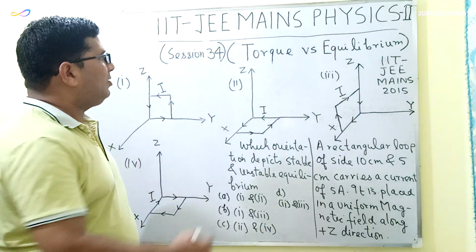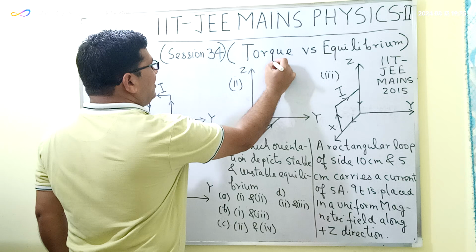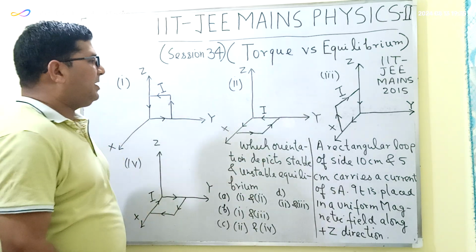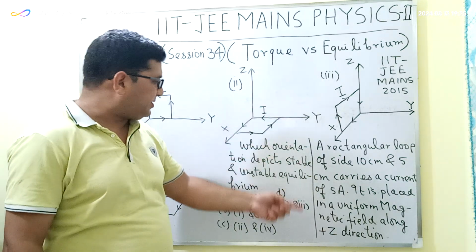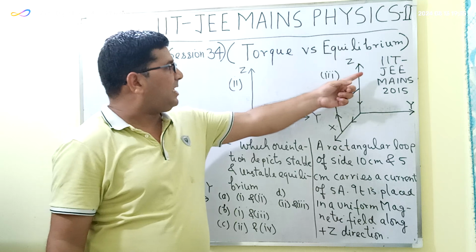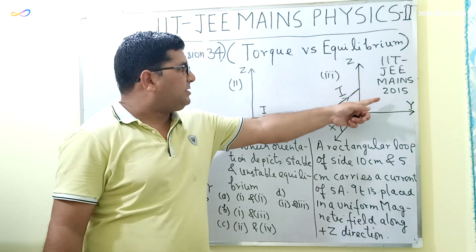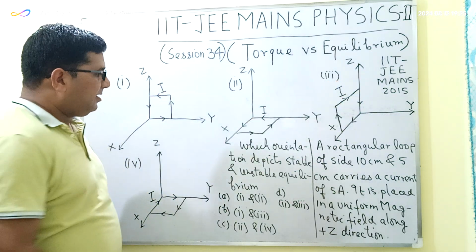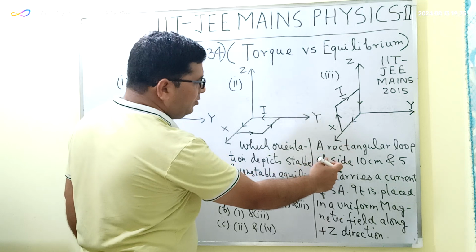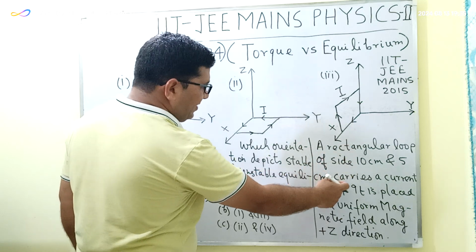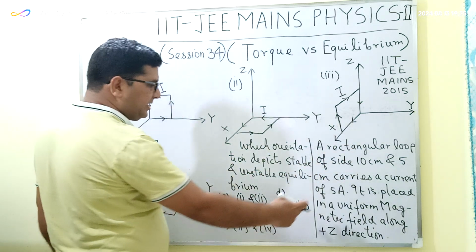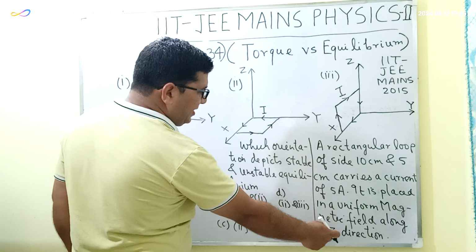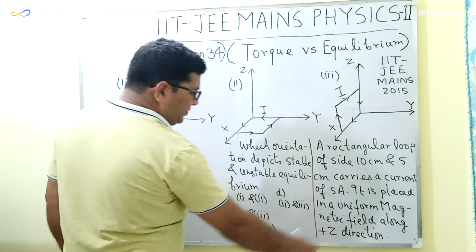The topic is torque versus equilibrium, and with reference to this topic I have taken one question which is written on this board. This question was asked in the JEE Mains examination in 2015, and the question here is: a rectangular loop of side 10 cm and 5 cm carries a current of 5 ampere. It is placed in a uniform magnetic field along the positive z direction.